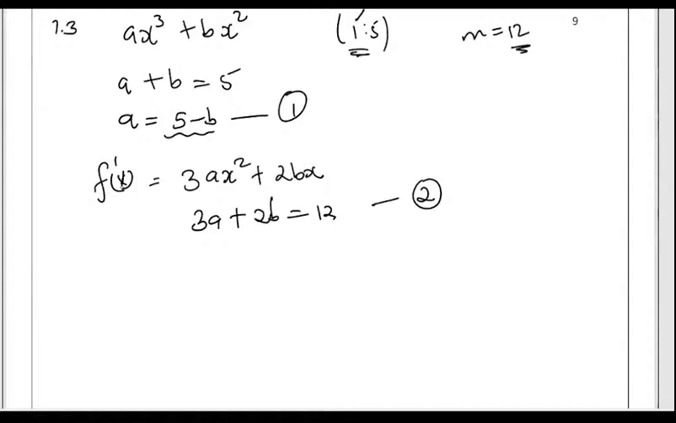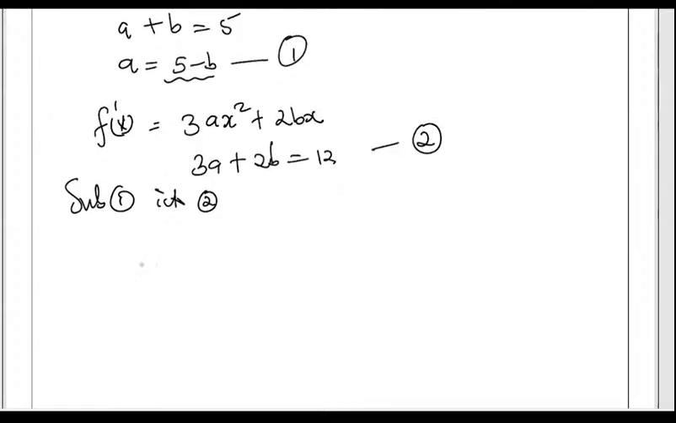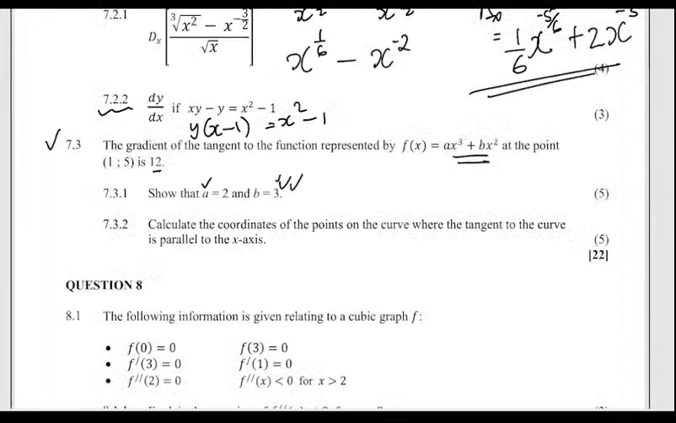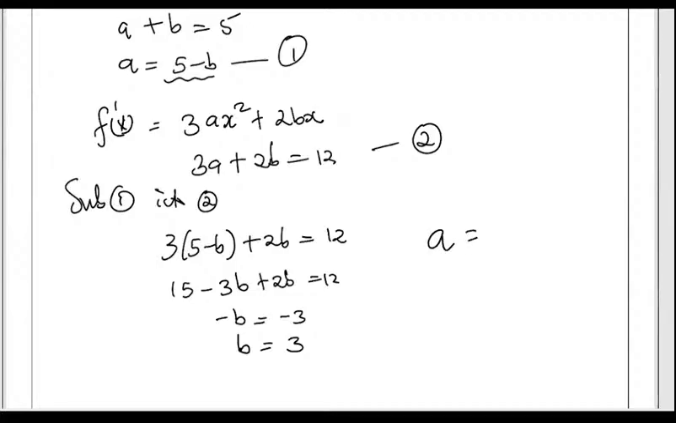Let's substitute equation 1 into equation number 2. So that's going to be 3 into 5 minus b plus 2b should give us 12. That's 15 minus 3b plus 2b equals 12. Let's make life easy. Negative b is equal to negative 3, meaning that b is 3. Is that what they told us? Perfect. Then for us to get a, we substitute into equation 1. So it's 5 minus 3, which becomes a 2.